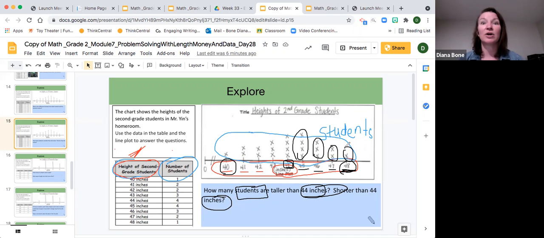Boys and girls, I urge you with these line plot lessons, before you start answering the questions, take some time to look at your table, circle your X's, circle your numbers, and make sure you understand what the X's represent and what the numbers represent. I know you can do it. Line plots are definitely tricky, but if you take some time to break them down and really understand that data, I think you're going to find them to be a snap. Good luck.